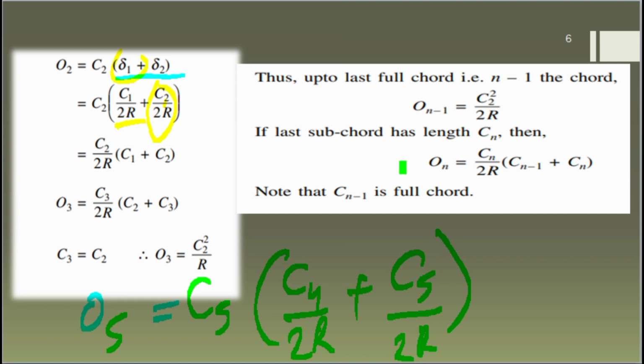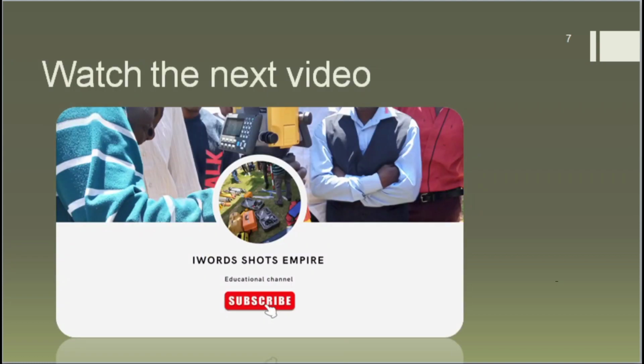So here we have the formula for finding even the last subchord. The simplest formula is offset n, where n is the number of the term, is equal to Cn over 2R into the number of the term minus 1, that's what I've done here, plus the term that is present. So that is just a simple representation of that method, the offsets from the chord produced.